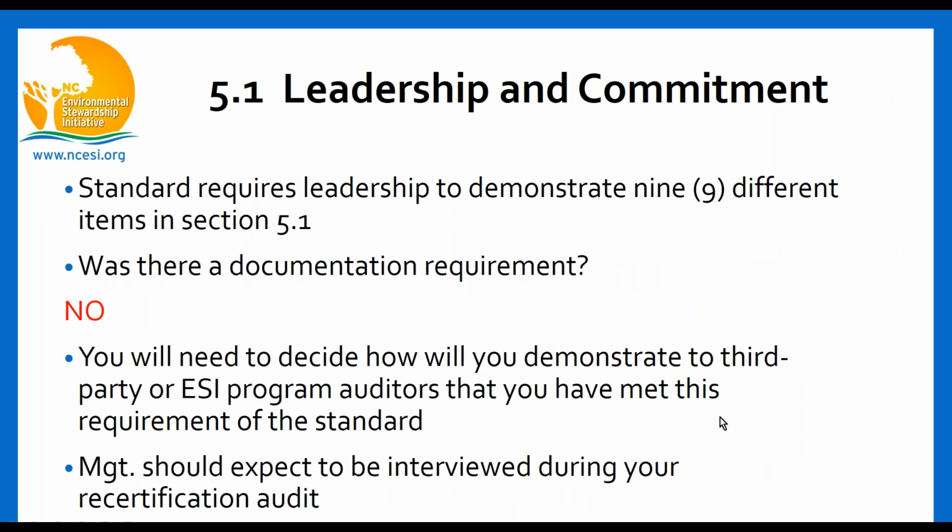So as I stated, there were 9 different items, but there was no requirement for that to be documented. But as I stated, we've seen some of our members put it into EMS manuals or SOPs, just so you have that there. But really it's through either those conversations, or sometimes we'll look at what has come out of management review, how interactive they are with the day-to-day interactions with staff and implementing the EMS.